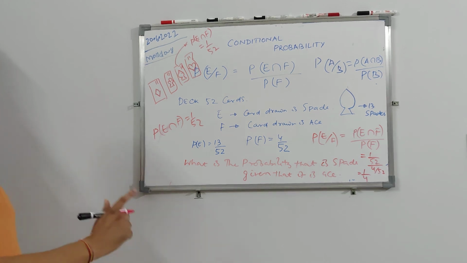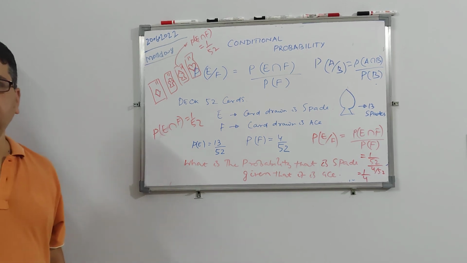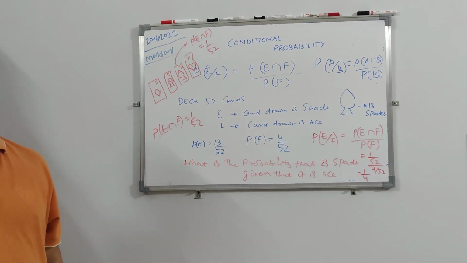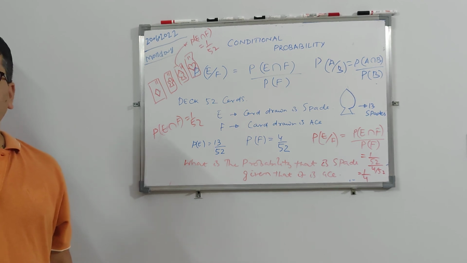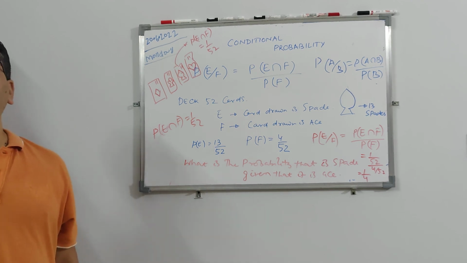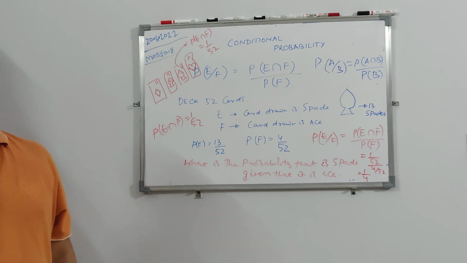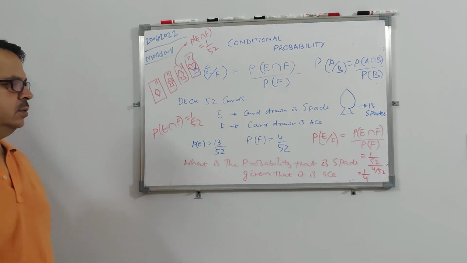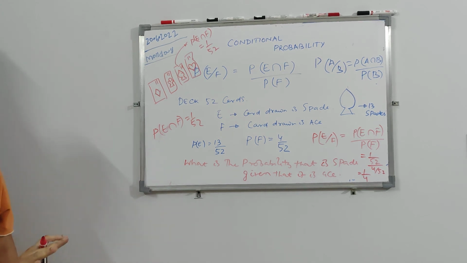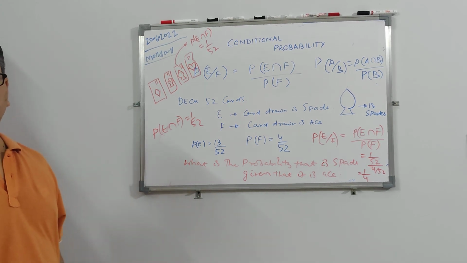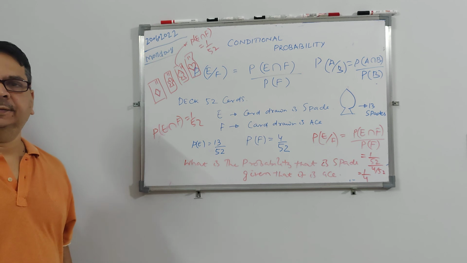So we have solved 2 numericals on conditional probability. Now you understand what conditional probability is: the probability of an event with the condition that some other event has already occurred. So this kind of numericals you can easily solve.